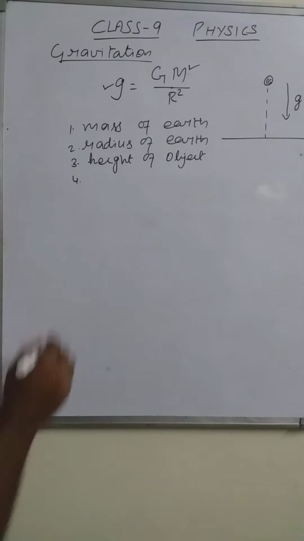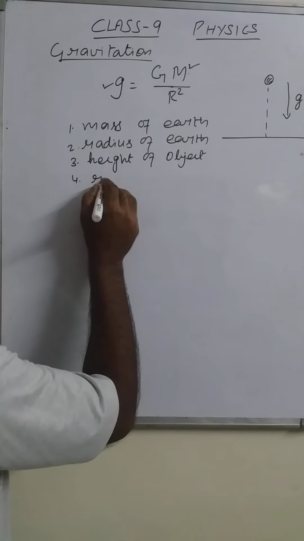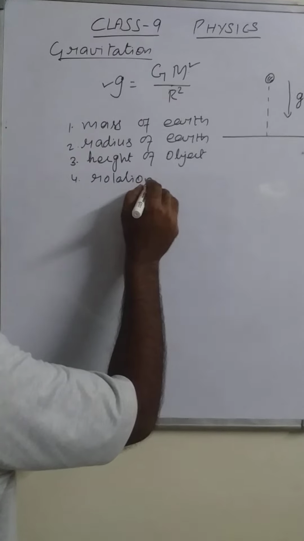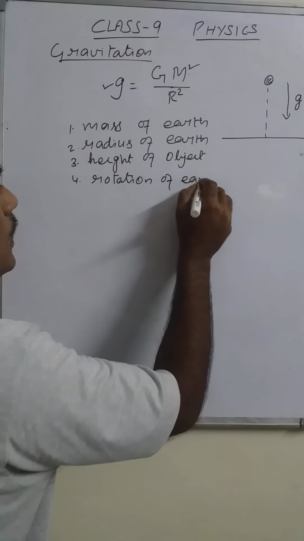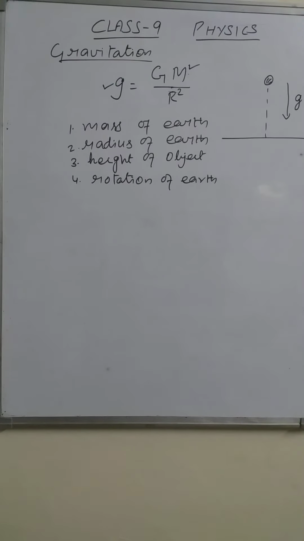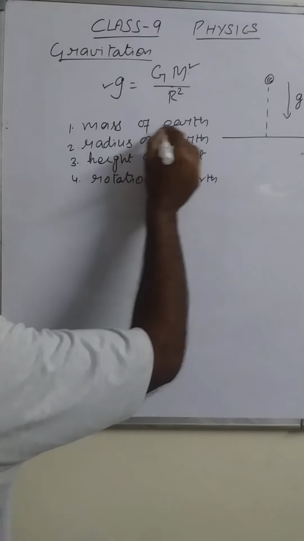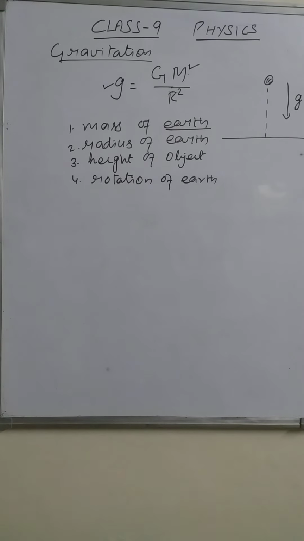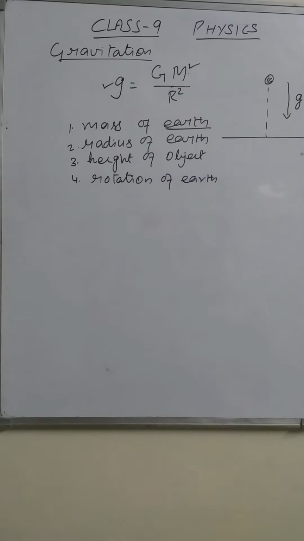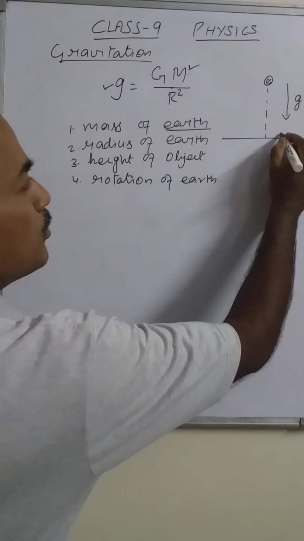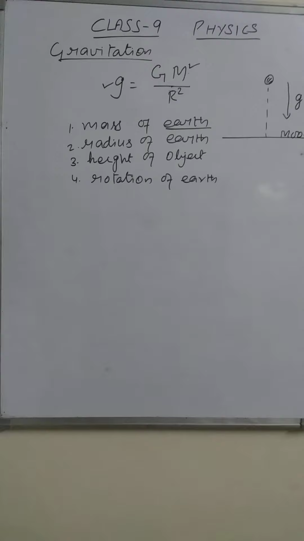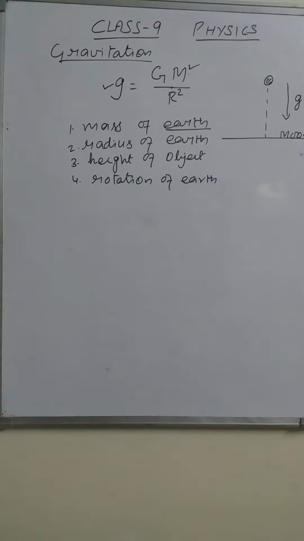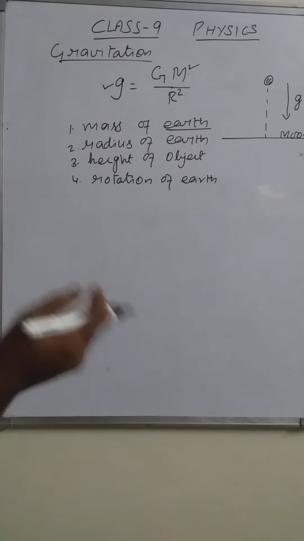Then it also depends on the rotation of the earth. These are the factors on which the acceleration due to gravity depends. If we take the object to another planet, then the mass of that planet and the radius of that planet matter. That means if we take the object to the moon, this is the moon surface, and the same object is dropped from any particular height, then the acceleration due to gravity will be different than on the earth surface.